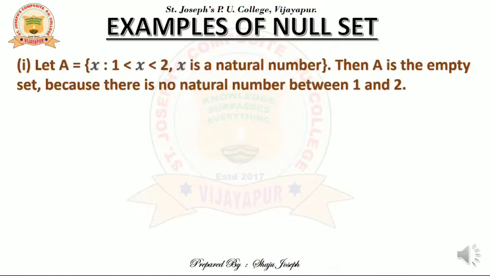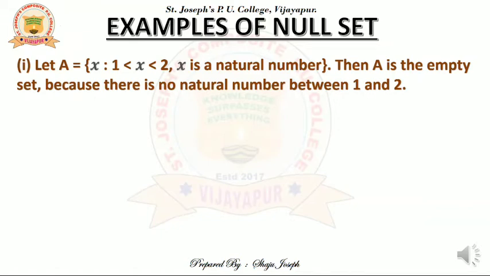Say, for example, let A be a set of all x such that x lies between 1 and 2 and x is a natural number. I have defined it perfectly. Now, if anybody tries to answer this, they have to come up with the same answer. The solution remains the same, so it is well defined. But if you check the number of elements inside, there will be nothing.